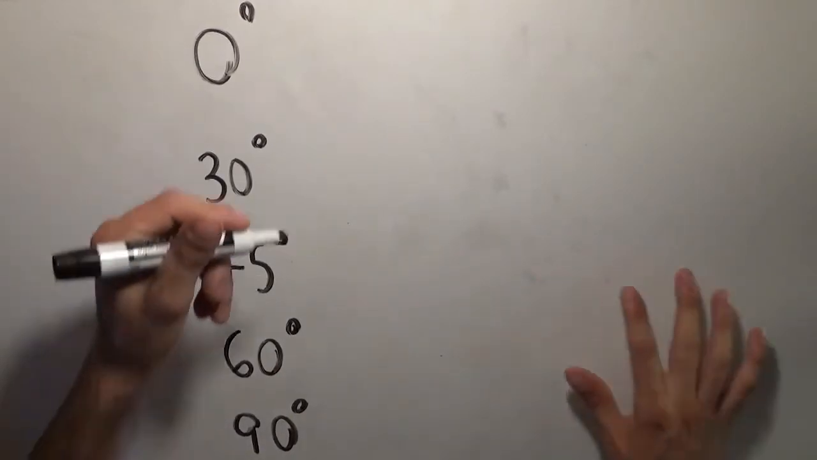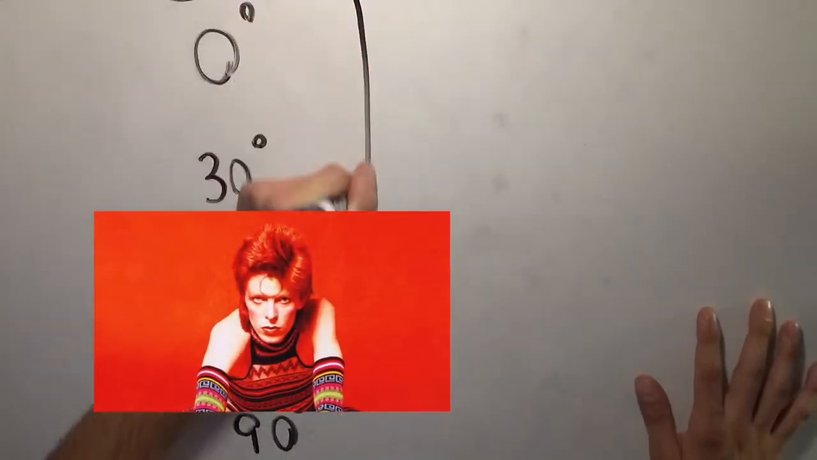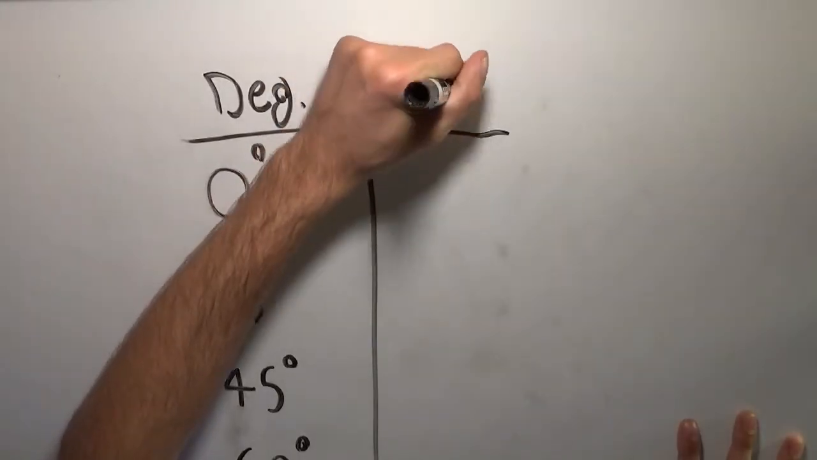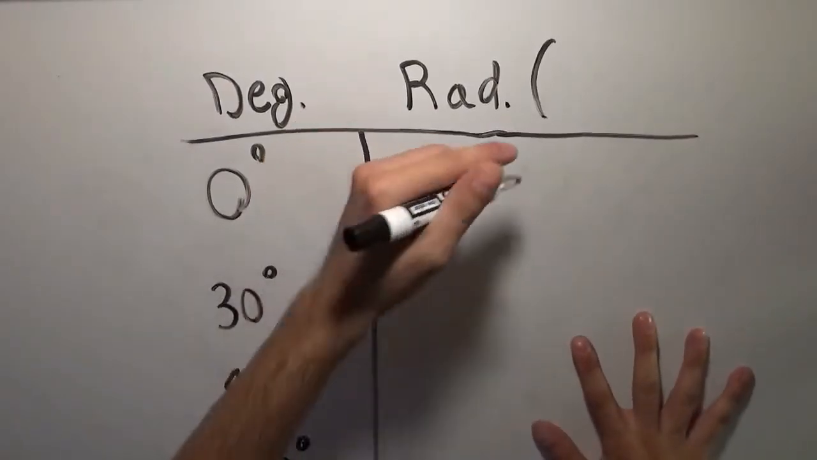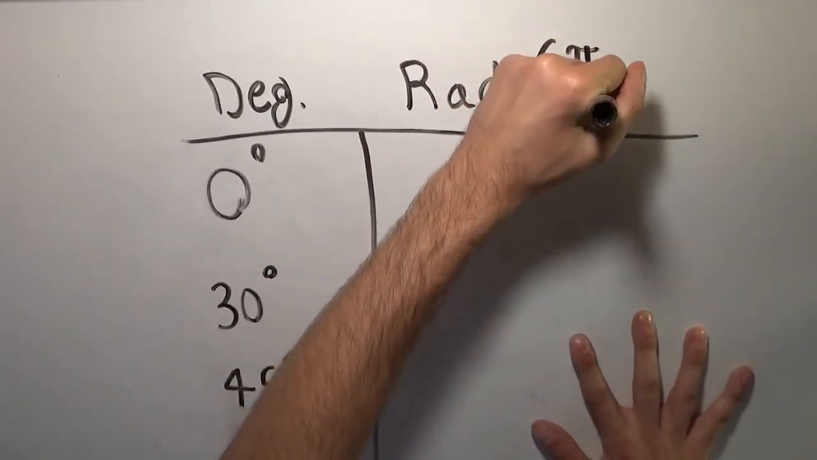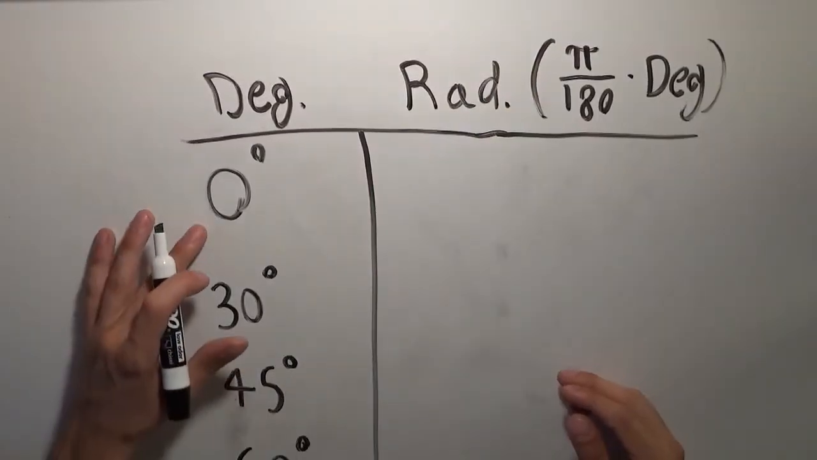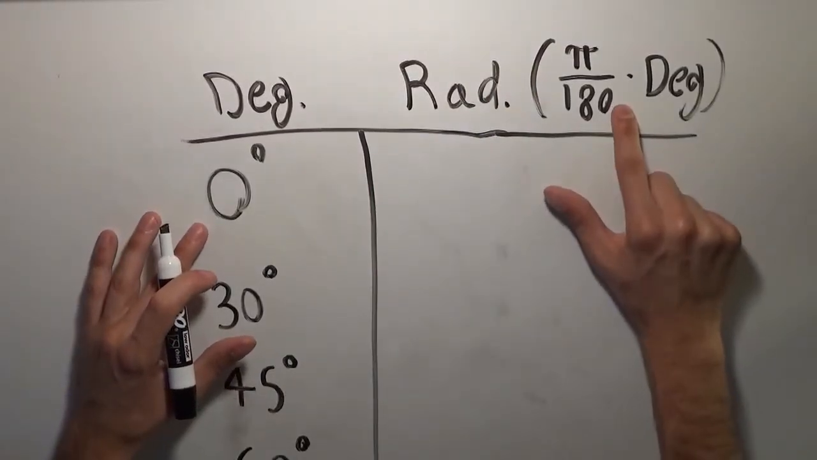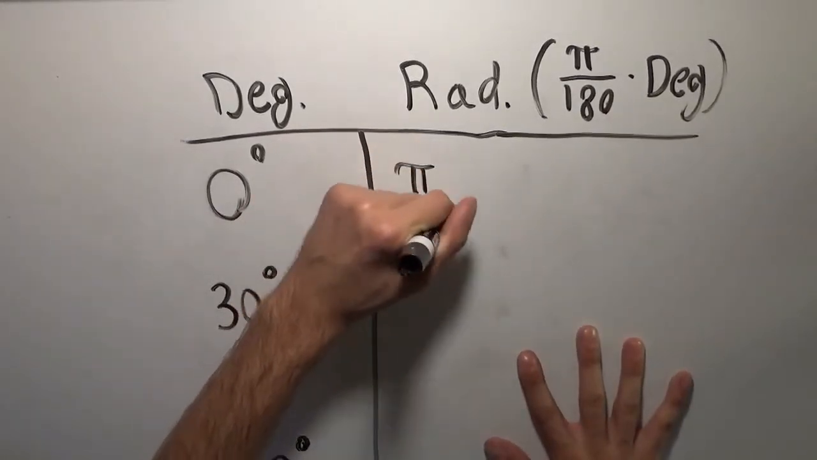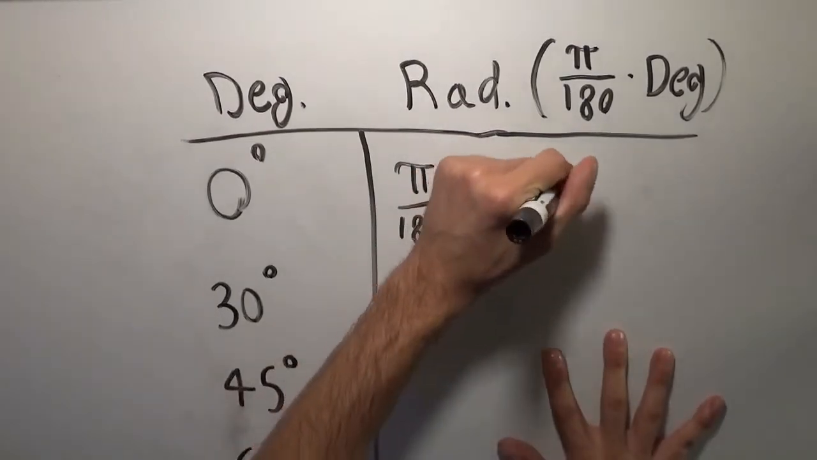Well, remember, this is degrees, and this is radians. And remember, what's the conversion factor for radians? It's pi divided by 180 times the amount in degrees. So 0 degrees times pi over 180, well, we can write it out, pi divided by 180 times 0. Well, what's anything times 0? This is going to be equal to 0 radians.